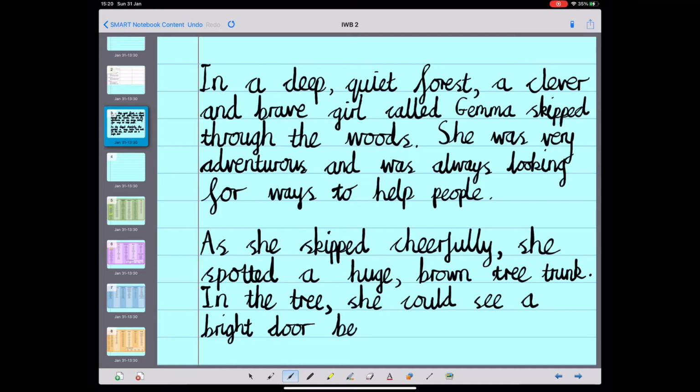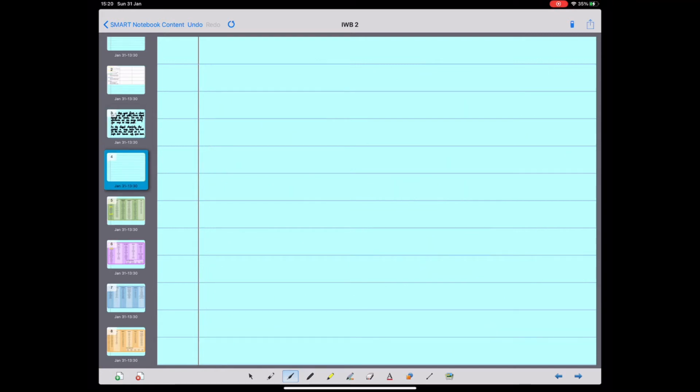I'm going to add a bit more description. In the tree, she could see a bright door between soft green leaves. So I've used some good noun phrases there. So I've explained what she did, and I've used an adverb to describe how she did it, and I've used some noun phrases as well.